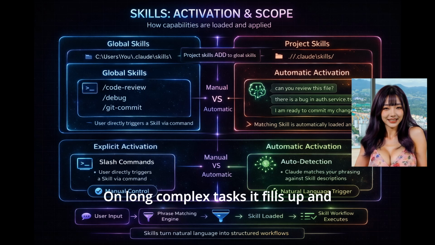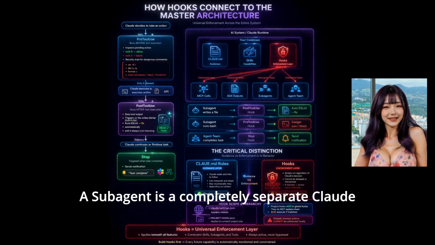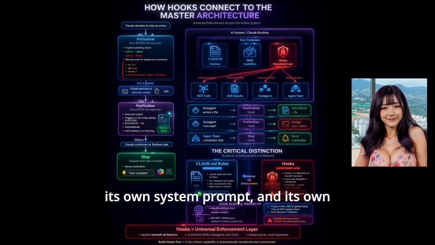On long complex tasks, it fills up and quality drops. A subagent is a completely separate Claude worker with its own isolated context window, its own system prompt, and its own tool permissions. The main agent orchestrates them.